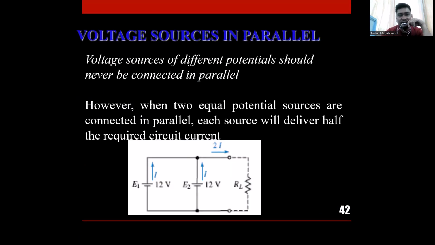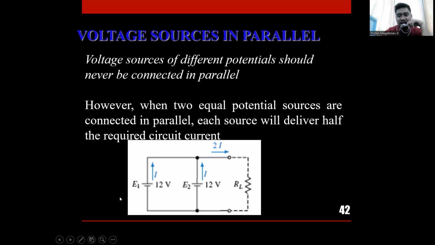So, voltage sources in parallel. Voltage sources of different potential should never be connected in parallel. However, when two equal potential sources are connected in parallel, each source will deliver half of the required circuit current. As you can see, it's very unusual to have two voltage sources connected in parallel. Usually, as you can see in your DC appliances like flashlights or DC gadgets, since there is polarity, plus and minus, the voltage sources are usually connected in series.